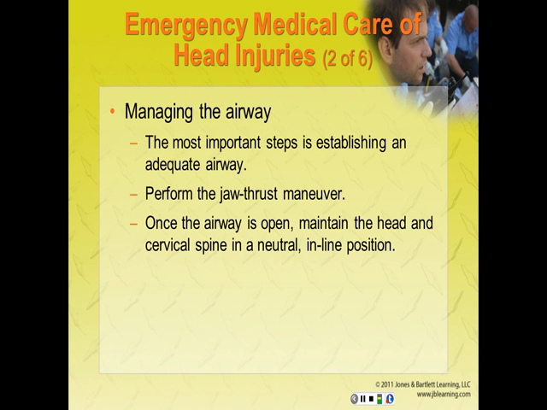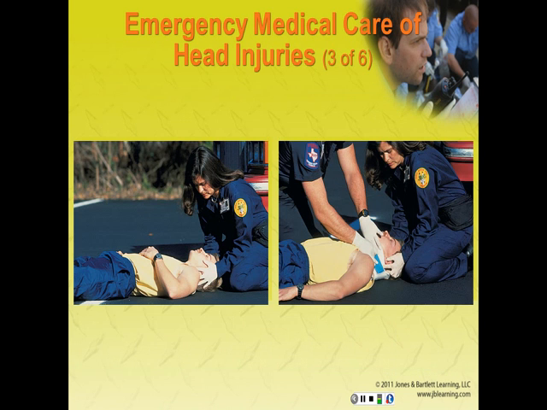Manage the airway. The most important step is establishing an adequate airway. If the patient has an airway obstruction, perform the jaw thrust, and once the airway is open, maintain the head and C-spine in a neutral inline position. Remove foreign body, secretions, or vomitus from the airway. Make sure a suction unit is available. Once you have cleared the airway, check ventilation. Give high-flow oxygen to any patient with suspected head injury, particularly anyone who is having trouble breathing.